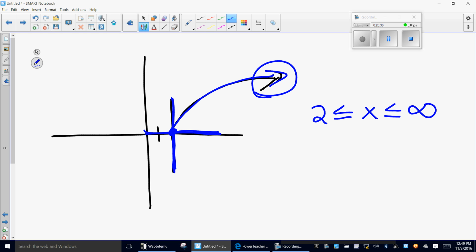So what I would like for you to do is go to the back. Okay? And I'm going to give you time to work on the back side of this.